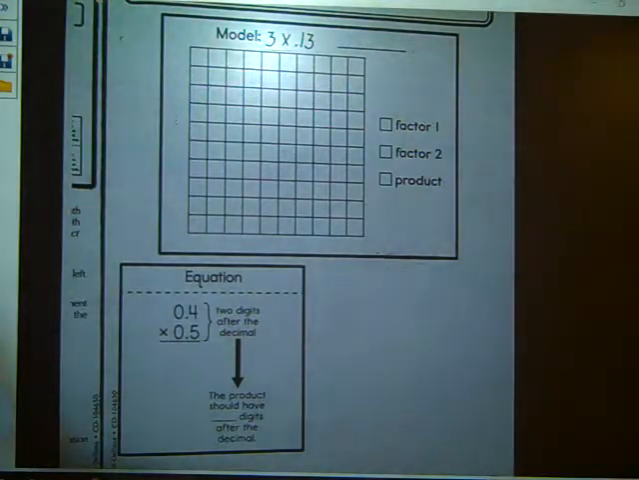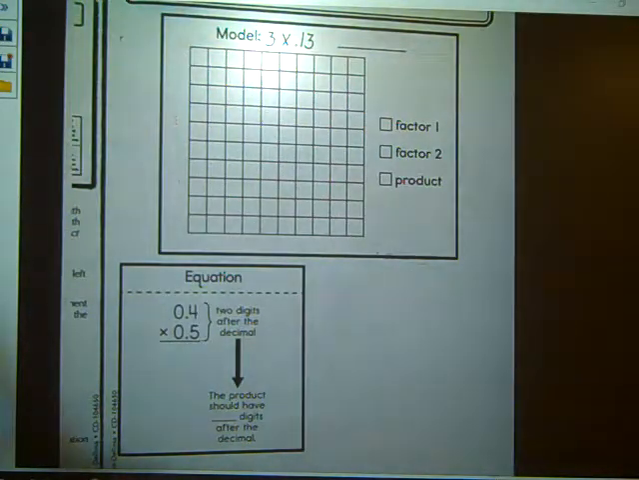Okay guys, 5th grade math, here we go. Today our I can statement is I can multiply whole numbers by decimals. That is what I'm doing today. I can multiply whole numbers by decimals using models and the algorithm. Alright, that's what we're going to focus on today.